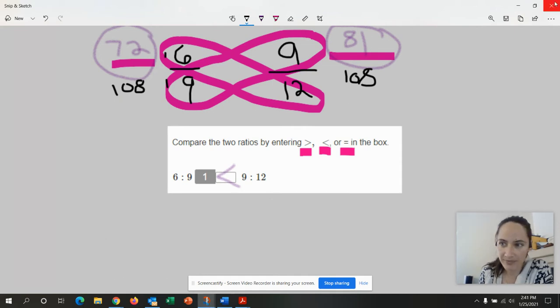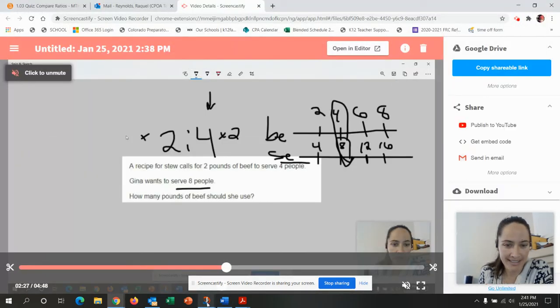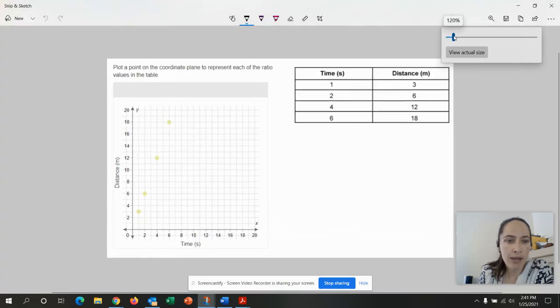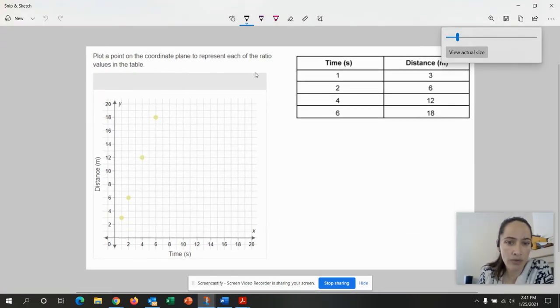That's the other video. Okay, so now when we talk about plotting on a coordinate plane to represent each of the ratio values, this is our ordered pair. We just take a look at time and distance and see where it is labeled. Here's time, here's distance. So when time is 1, distance is 3.